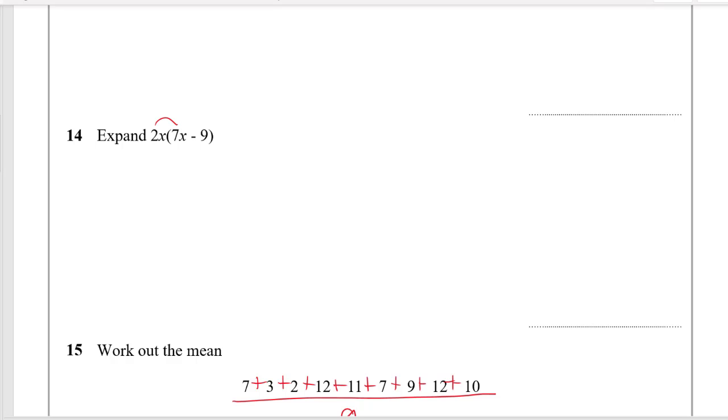Expand: 2x times 7x is 14x squared, and 2x times minus 9 is minus 18x. So 14x squared minus 18x. That's the answer.